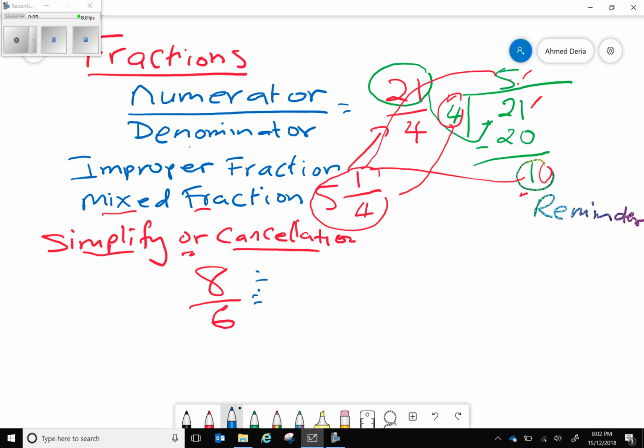2, okay? Marka waxaan samaynaynaa, waxaan leenahay 8 divided by 2, and then we say 6 divided by 2. So waxaynu xaggan kan ku samaynay, waan kan ku samaynayna. Whatever we have done here, we have to do it here. So equals to 4 over 3. 8 divided by 2 was 4. 6 divided by 2 is 3. Okay, so in this case, we cannot go further than that. That's what we call simplifying.